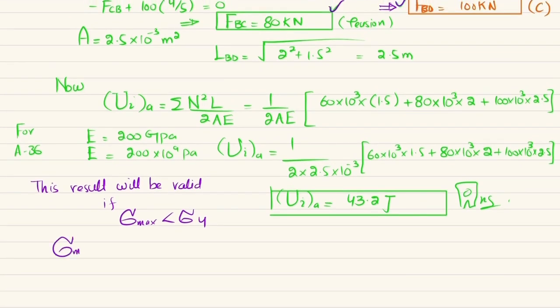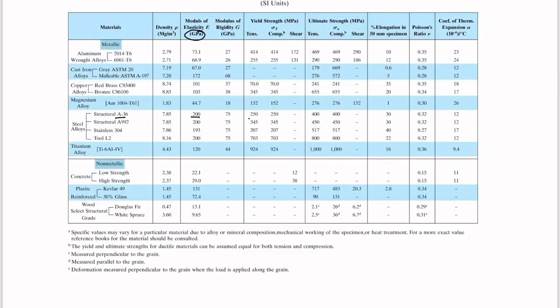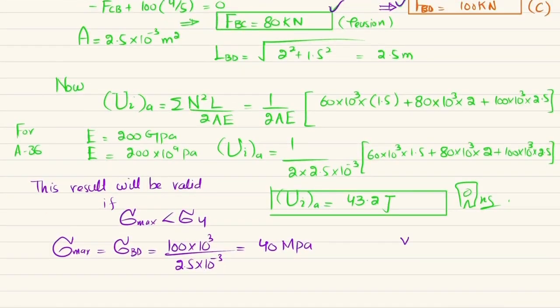So we will calculate the maximum stress, sigma BD, with load 100 kilonewton. So 100 into 10 to the power 3 divided by area, and area is 2.5 into 10 to the power minus 3. When you calculate it, it will be equal to 40 megapascal. Now for A36 steel, yield stress is 250 megapascal. So you can see your maximum stress is less than yield stress. So your answer, that strain energy stored in this truss is 43.2 joule, is valid.